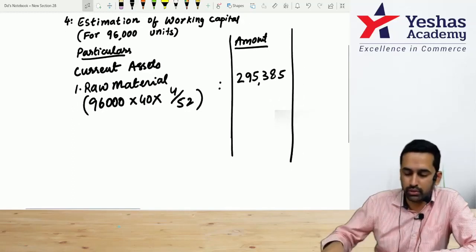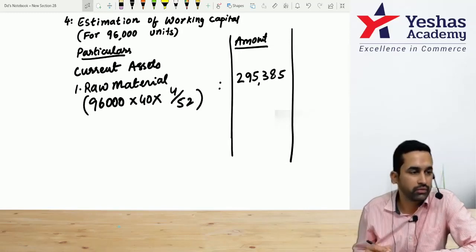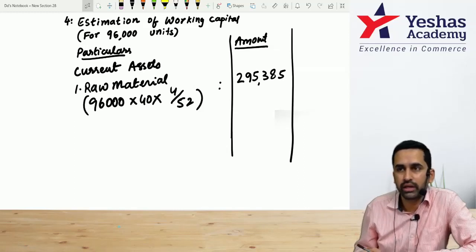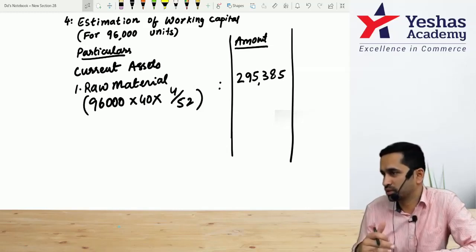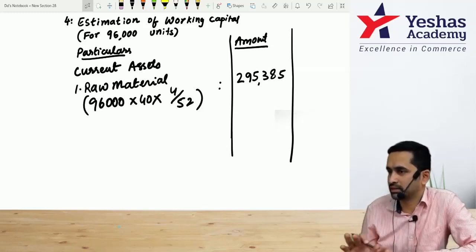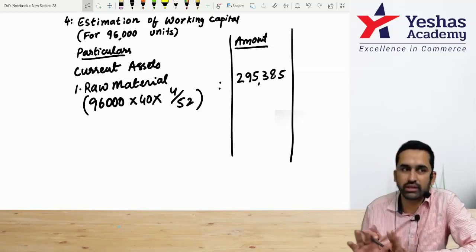96,000 into 40 into 4 by 52. If in the question details are in weeks, you do it in weeks. You don't change that to 28 days by 365, etc. They gave in weeks, you do in weeks.